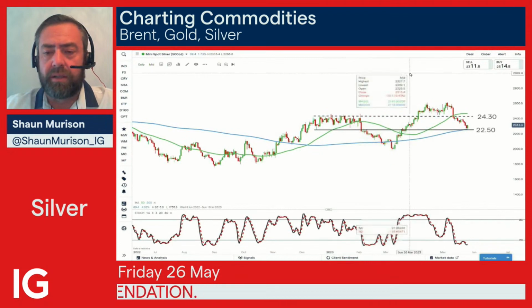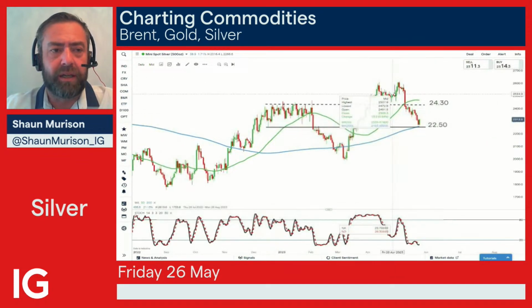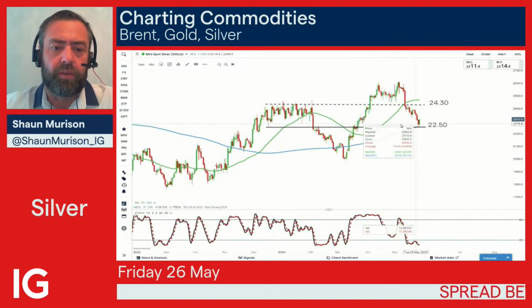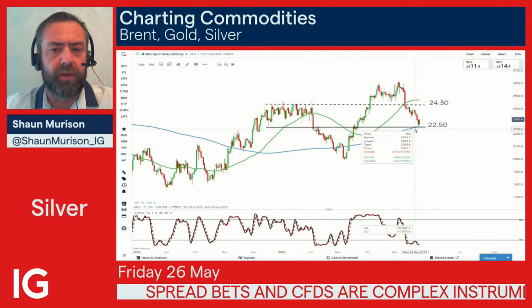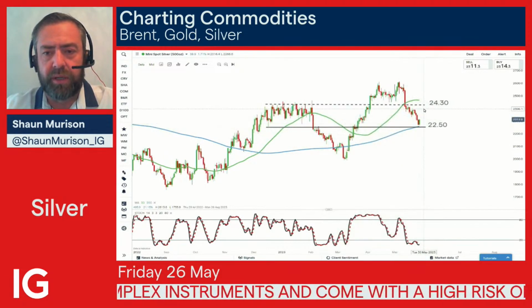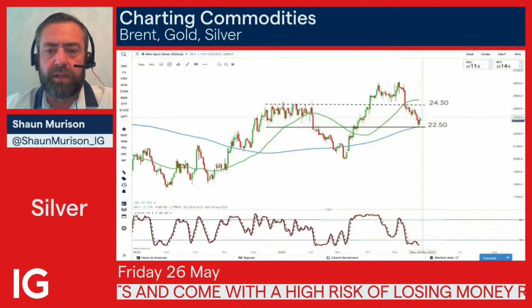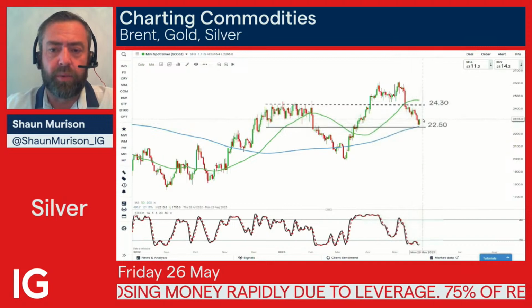Last but not least, we have silver. It also looks to be completing a bit of a short-term correction of what can be argued as a longer-term uptrend. We do have that 50 above that 200-day simple moving average, and we do have the price finding support just above that 200-day simple moving average right now. And we have this bullish engulfing price candlestick reversal in play at this point in time.